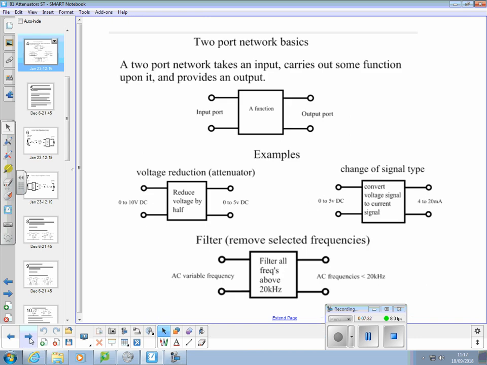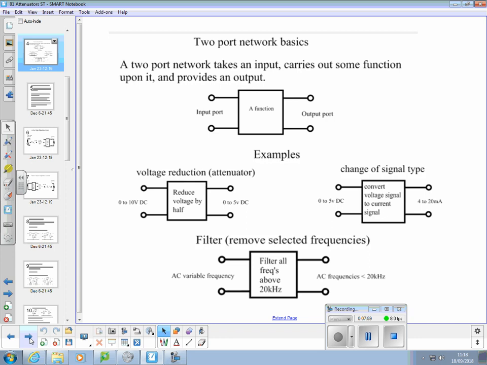Right, so two-port networks, basics. A two-port network is a network, and in terms of the attenuator, it's a network of resistors. In terms of a filter, it's a network of capacitors and inductors with a resistive load, in the case of what we're doing. But it carries out some function upon an input and provides an output.